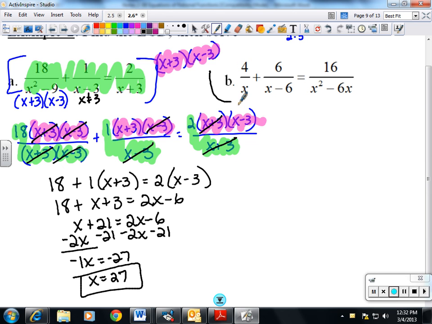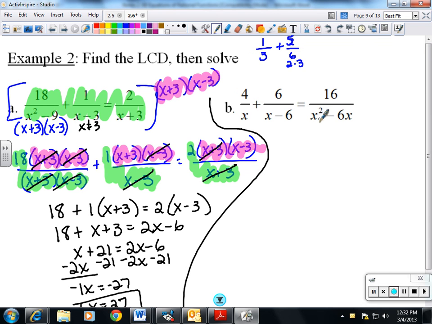I'm going to go ahead and look at this one. This one, my LCD, to find my LCD, remember you factor, it'll be x and x minus 6. Okay, well I can see that this is my least common denominator, because x will go in, it has an x in it, and it has an x minus 6. So if I multiply everything on the top, and I'm going to do this one a little quicker, I'm just going to put it on the top like that.